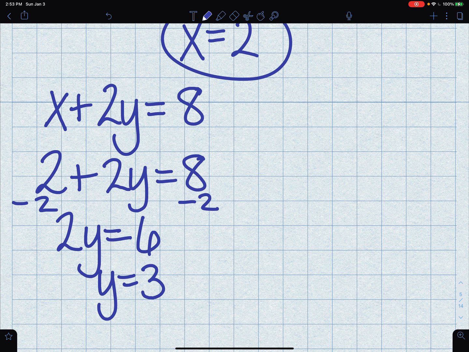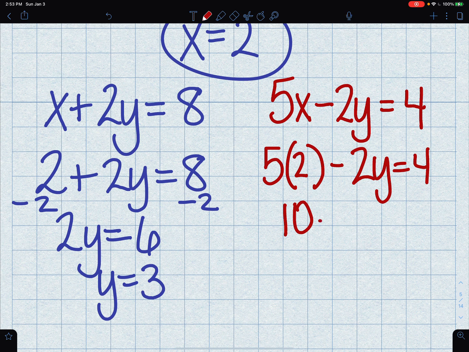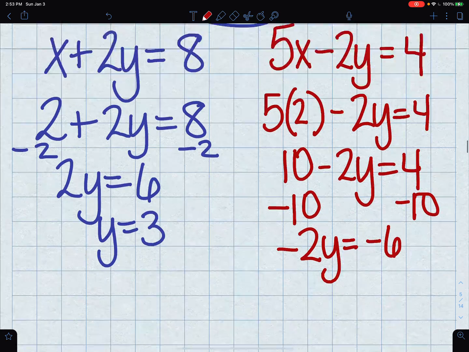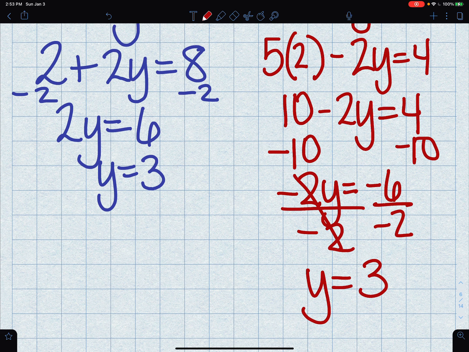Now just to make sure, let's also plug it into equation B. Equation B was 5x minus 2y equals 4. 5 times 2, which is 10, minus 2y equals 4. 10 minus 2y equals 4. Subtract 10 from both sides. Negative 2y equals 4 minus 10, which is negative 6. Divide by negative 2. y equals 3, because negative 6 divided by negative 2 is 3.